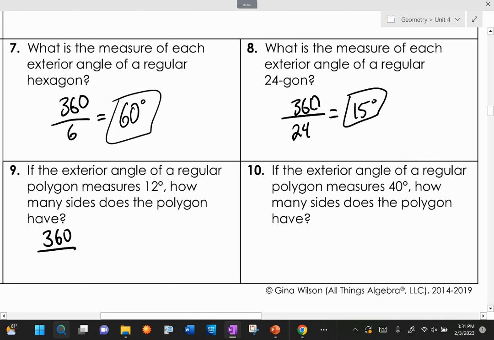So we have 360. Top number is always 360, divided by what? X, because we don't know, equals, we already know the exterior angle measurement is 12. Okay, so now you have to solve. To solve this, you have to multiply both sides by X to get those to cancel out. 360 equals 12x. Divide both sides by 12.